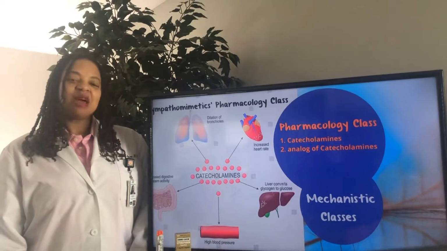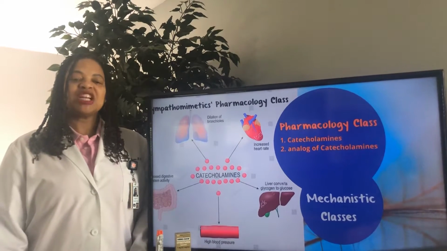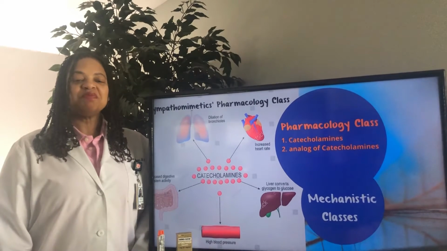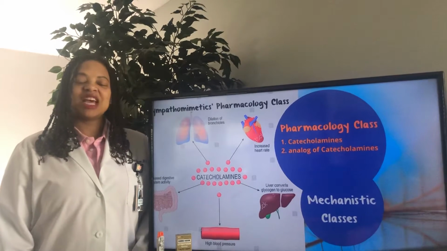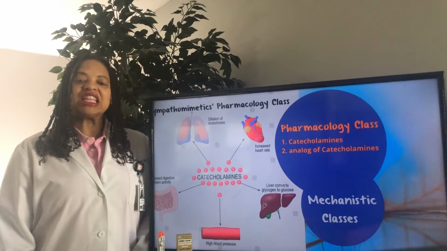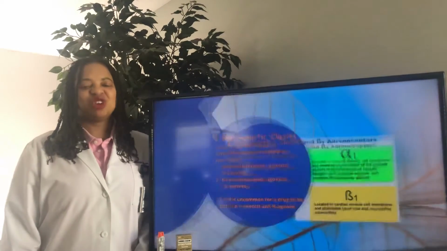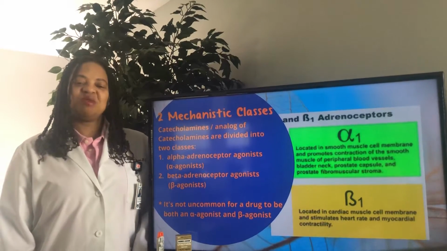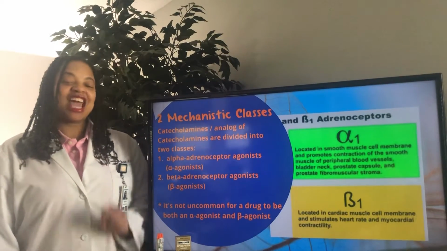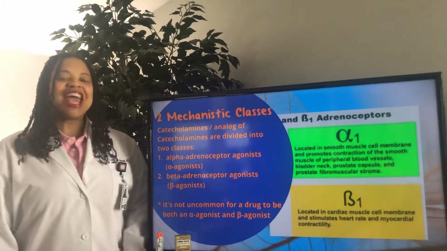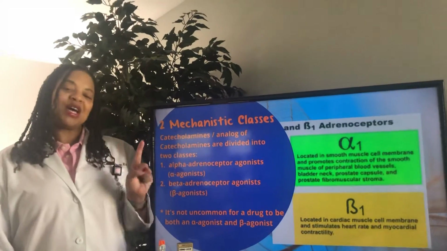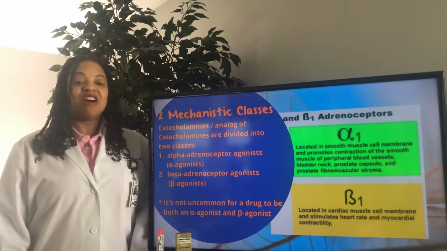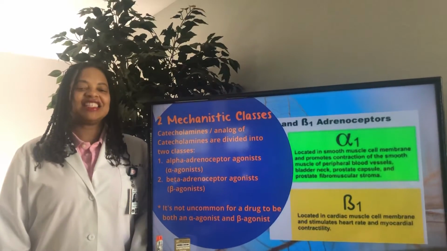No matter the type of catecholamine, they're responsible for dilation of bronchioles, increasing heart rate and blood pressure, decreasing digestive system activity, and making sure that the liver converts glycogen to glucose. There are two mechanistic classes of catecholamine: alpha agonists, alpha 1 and alpha 2, and beta agonists, beta 1 and beta 2. It is not uncommon for a drug to be both an alpha agonist and a beta agonist.